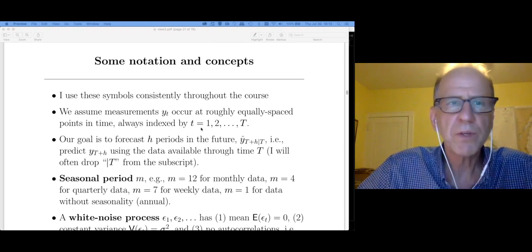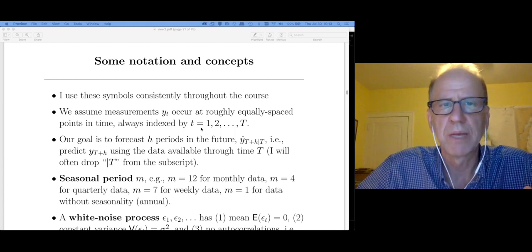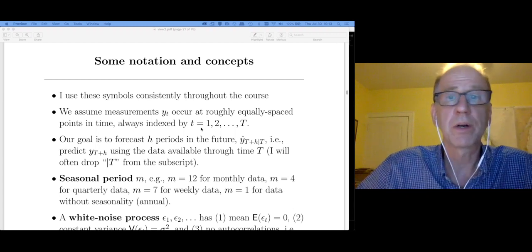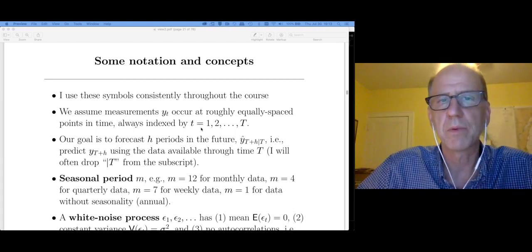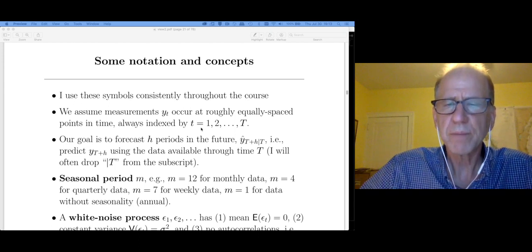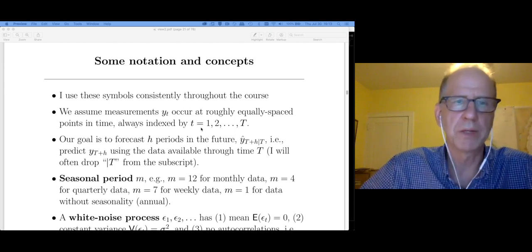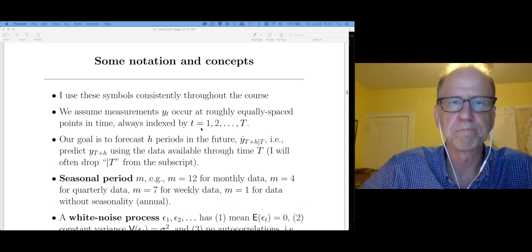And when I say roughly equally, I'm allowing for things like months. So, January is a little bit longer than February. We're not going to worry about that. We may correct for it, as we did with the transformation that I mentioned a couple of videos ago. But what's important is that we get that measurement every month. We don't have any missing data.